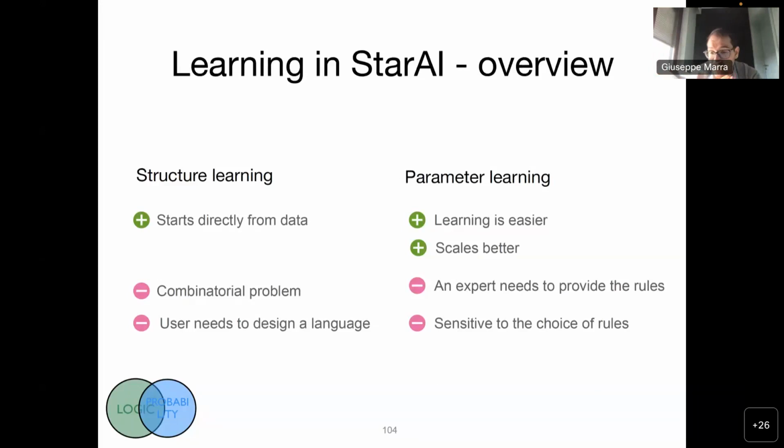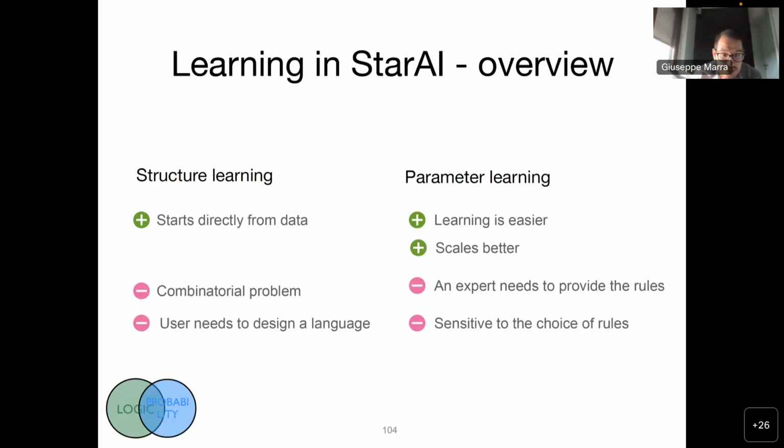And the structure should be specific to the particular domain, and the quality of your model is extremely sensitive to the choice of the rules you make. So if you provide rules that are not good enough, you cannot hope to learn anything meaningful. On the other side, we have structured learning, which has no need for expert rules, it can just use data. But learning here becomes a combinatorial problem because you have to search over the structure.